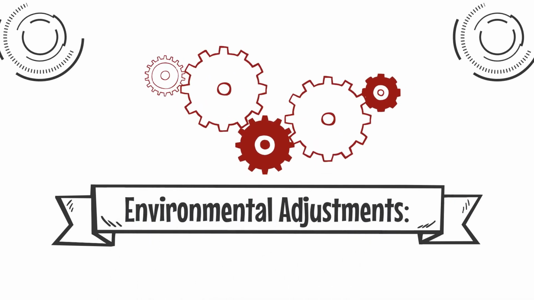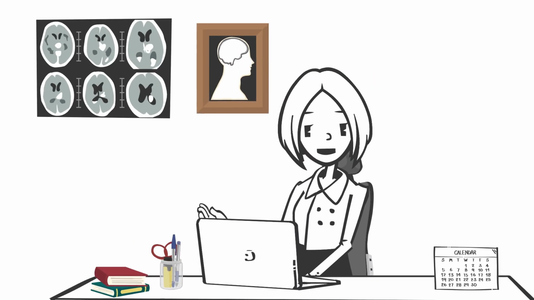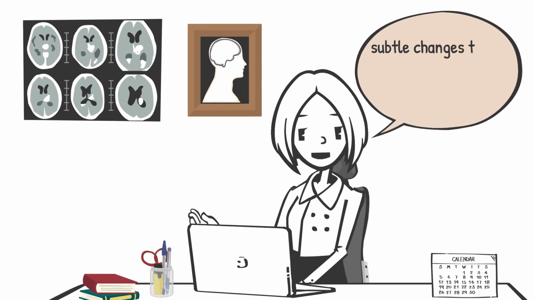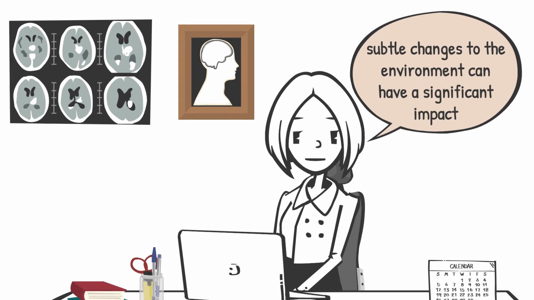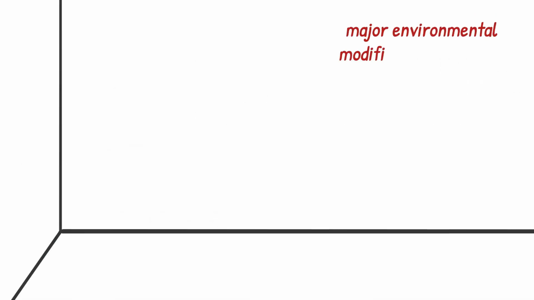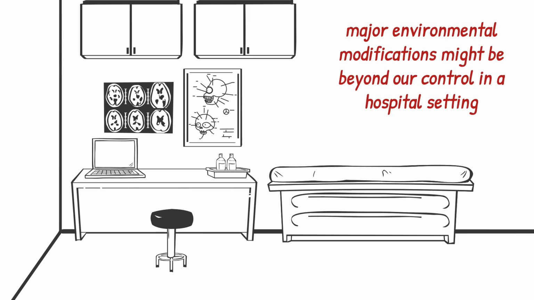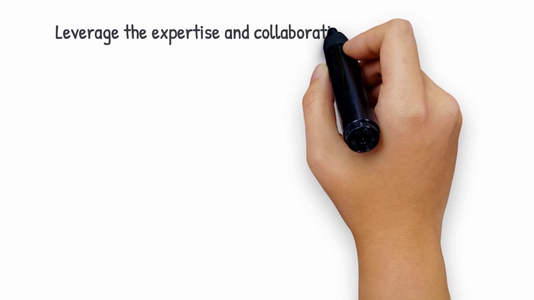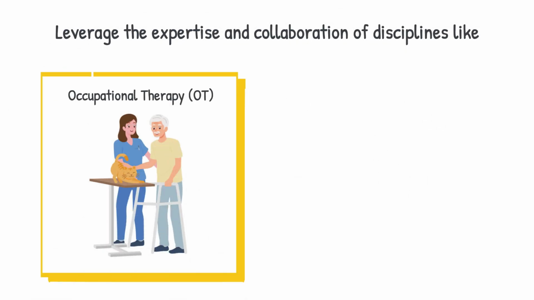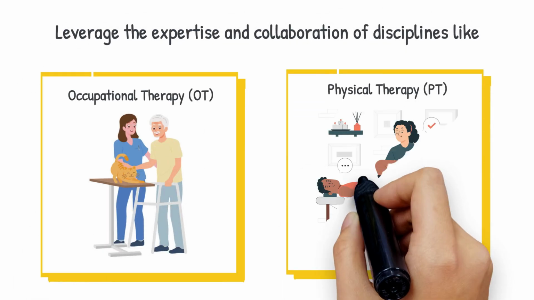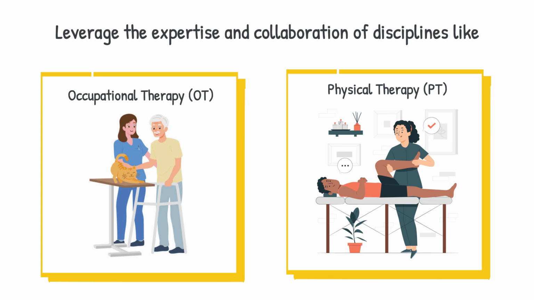Environmental adjustments. In managing ISB and dementia, even subtle changes to the environment can have a significant impact. While major environmental modifications might be beyond our control in a hospital setting, there's still ample scope for creativity and resourcefulness. This includes leveraging the expertise and collaboration of disciplines like occupational therapy, OT, and physical therapy, PT. Together, we can optimize the existing environment, making it more conducive to managing challenging behaviors effectively.